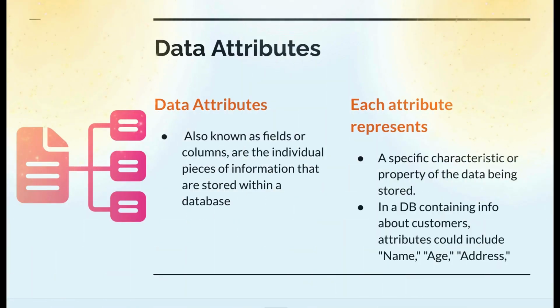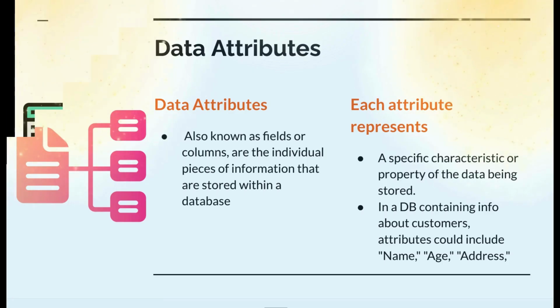Number 2. Data attributes. Data attributes, also known as fields or columns, are the individual pieces of information that are stored within a database. Each attribute represents a specific characteristic or property of the data being stored. For instance, in a database containing information about customers, attributes could include name, age, address, and much more.